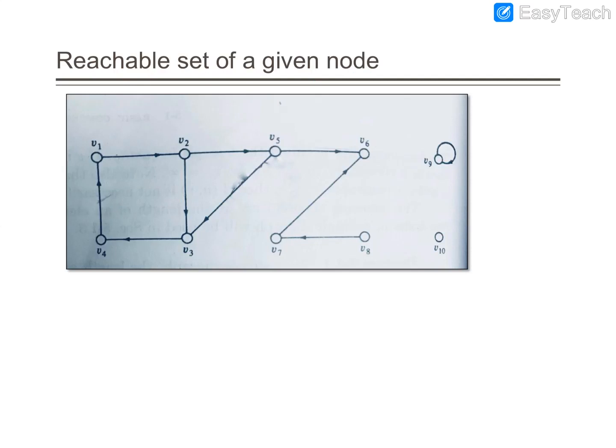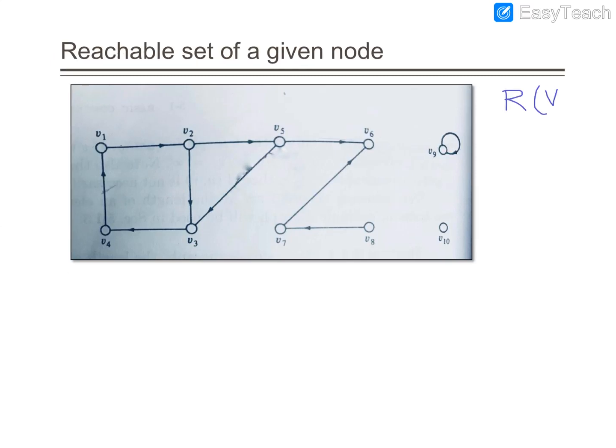So here we discuss the reachable set of a given node. For a directed graph G equal to (V, E), the set of nodes which are reachable from a given node V is said to be the reachable set of V, and it is denoted by R of V.